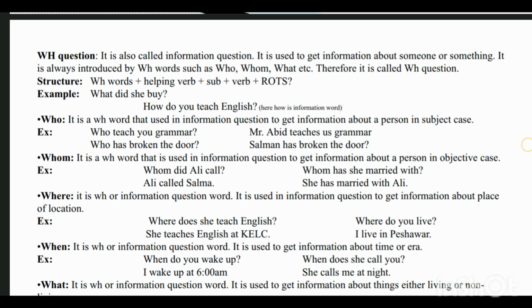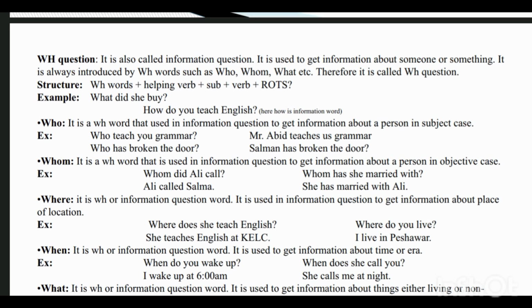And whom is a WH word that is used in information questions to get information about a person in the objective case. Like, whom did Ali call? Ali called Salman. And who has she married? She has married Ali.